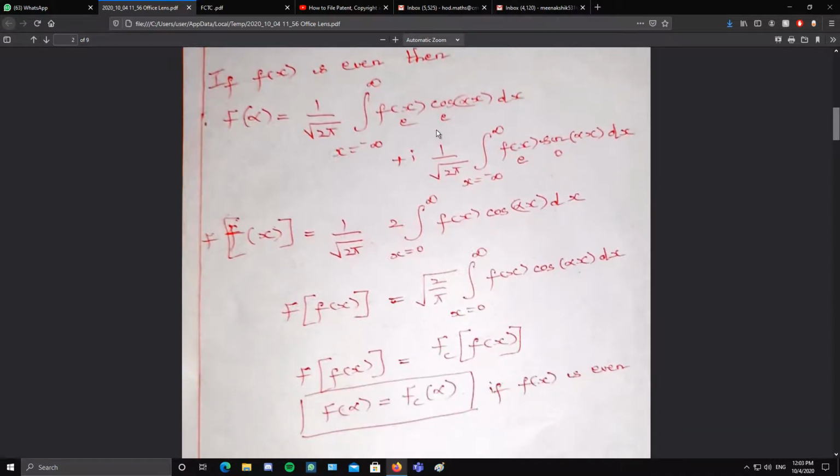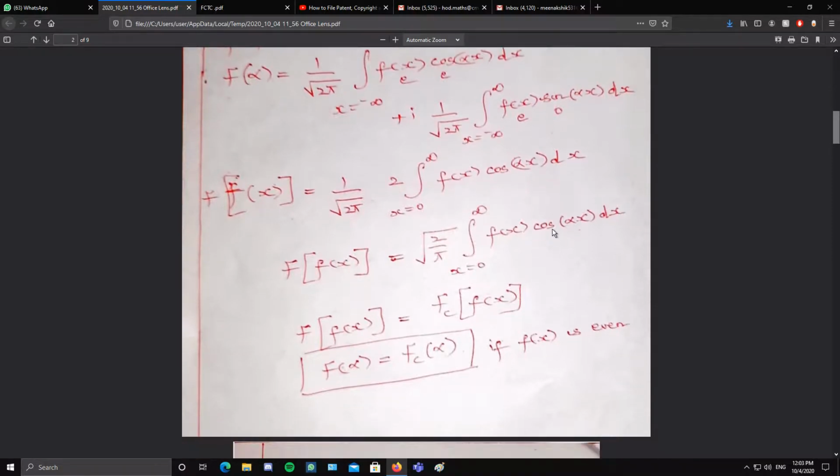Why do we say 2 times? Because the product is an even function. By property of definite integrals, it is 2 times 0 to infinity. So F of alpha is same as root of 2 by pi integral x equals 0 to infinity f of x cos alpha x dx. This integral has only cosine terms, so we denote it as Fc of f of x or Fc of alpha. So if f of x is even, Fourier transform of a given function is same as Fourier cosine transform.